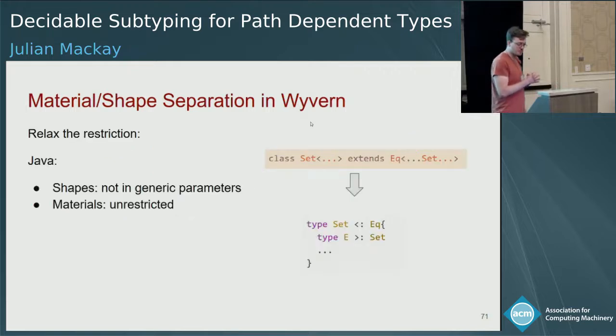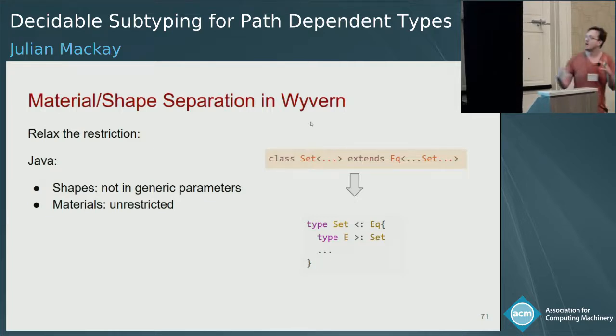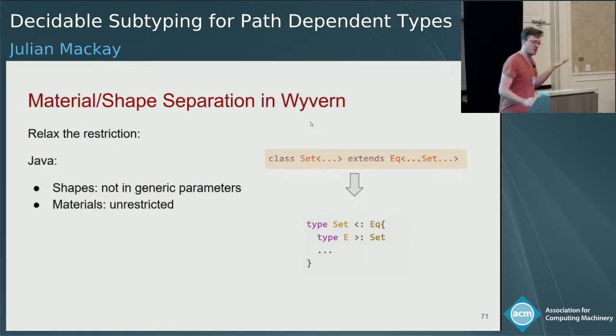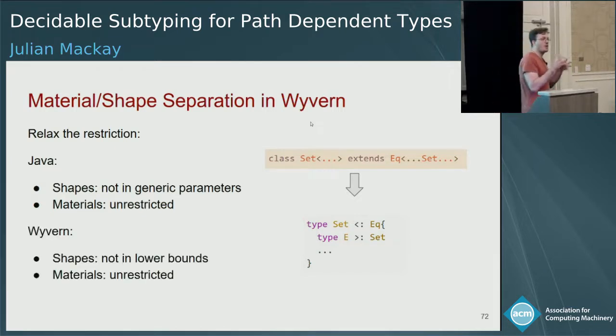Well, we look at the material-shape separation in Java, and we ask, is it too strong? And we say, actually, we can relax this restriction. In Java, shapes are not allowed in any generic parameters. In Wyvern, however, we only remove them from lower bounds. So now what we've done is we're trying to decouple this recursive definition from the contravariant aspect of our subtyping.